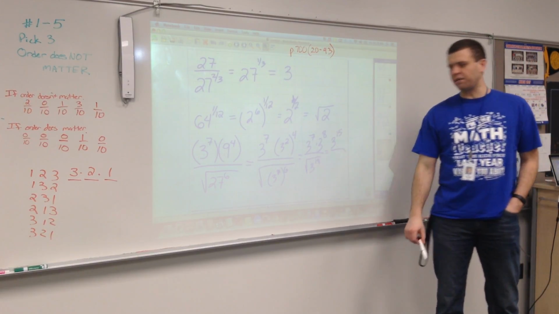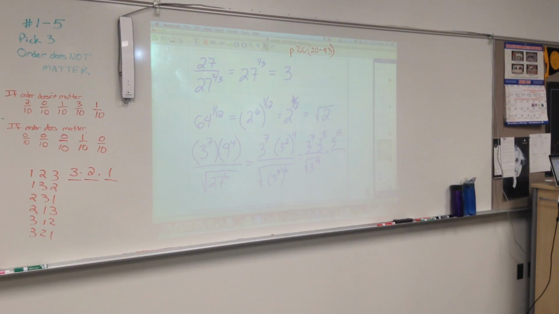And what's the square root of 3 to the 18th? What times itself would give you 3 to the 18th? Shouldn't have to think too hard here. What times itself would equal 3 to the 18th? 3 to the 9th. 3 to the 9th times 3 to the 9th would equal 3 to the 18th, right? Because when you multiply, you add powers.